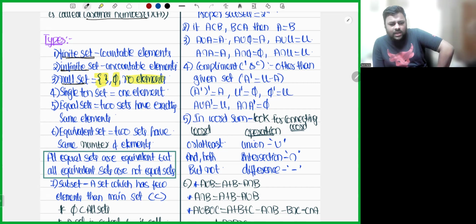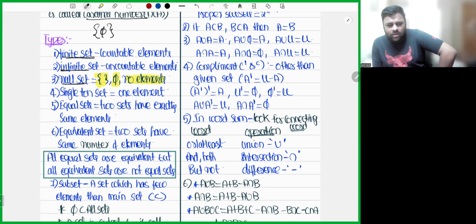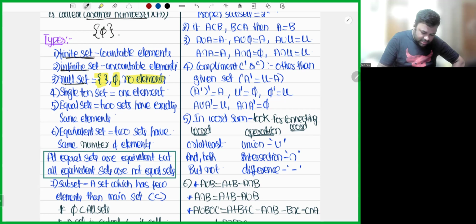Okay. Singleton set. Only one element is there in the set. It is called a singleton set. I'm talking about the set of even prime numbers. How many even prime numbers are there? Only one even prime number is there. Is it a singleton set or a null set? Be careful, that's not a null set. That's a singleton set. There is one element in the set, so it's a singleton set.